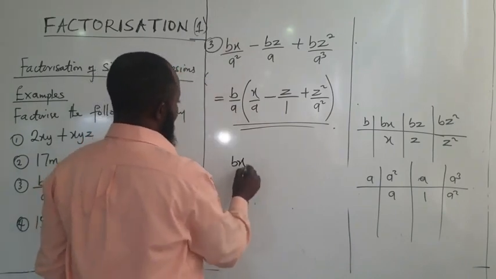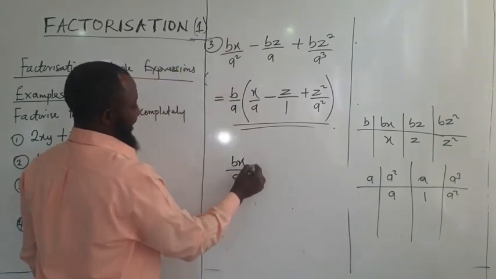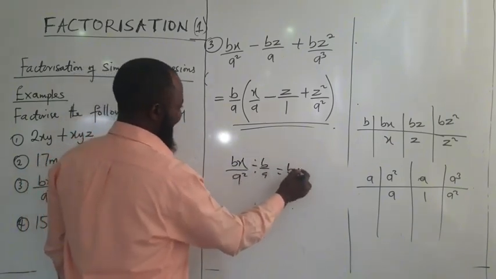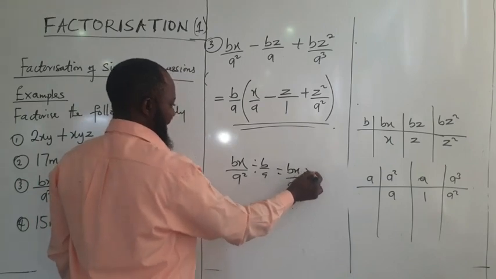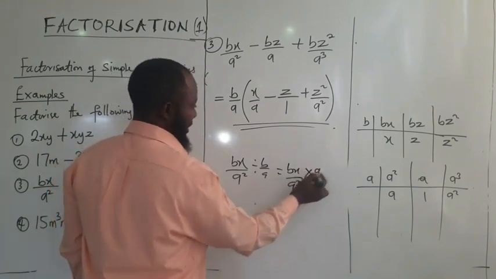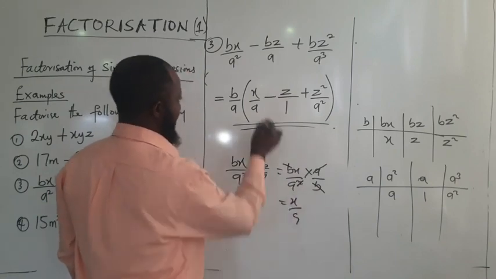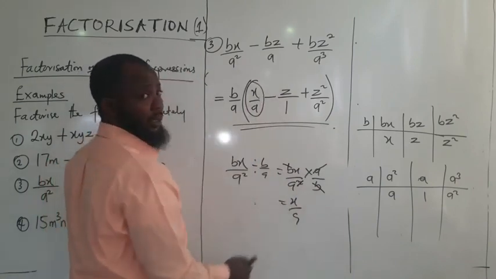So that is bx over a squared divided by b over a, which you can change to what? Bx over a squared times a over what? B. A here cancels this, b here cancels this. What you have left is x over what? A. That's what we have.